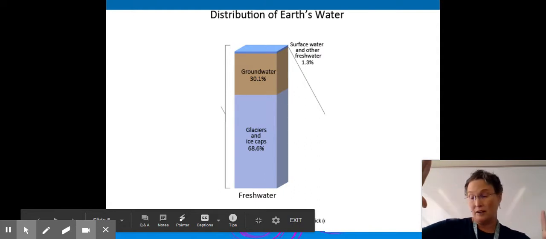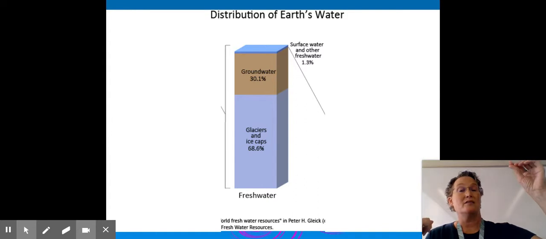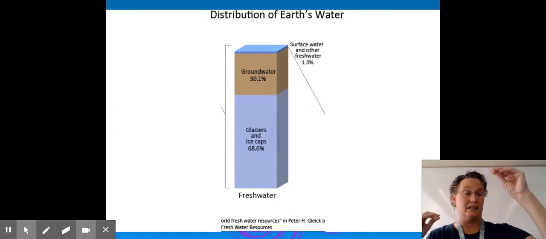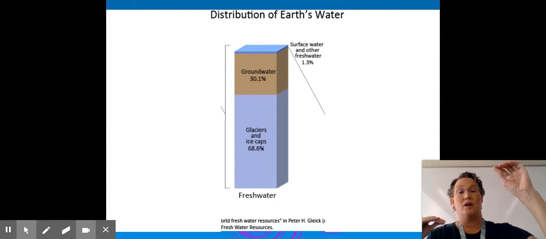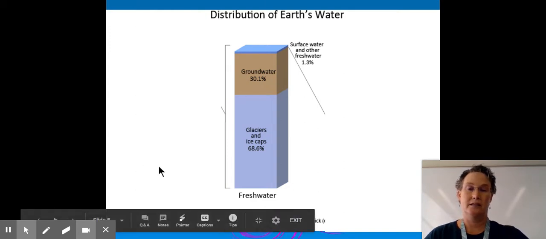Now this is that 2.5% blown up, just the fresh water. Of the fresh water, most of it is frozen in glaciers and ice caps. So almost 68%, about 67%, is in glaciers and ice caps. Groundwater is 30%, and I'll explain groundwater more in just a minute. Surface water and other fresh water are more accessible to us, and we can use them for irrigation. This water is only 1.3%. Now we're going to blow that up, so take your time to color in this column in your notes.